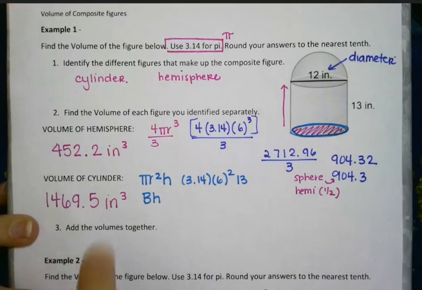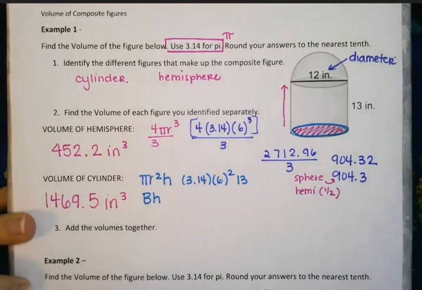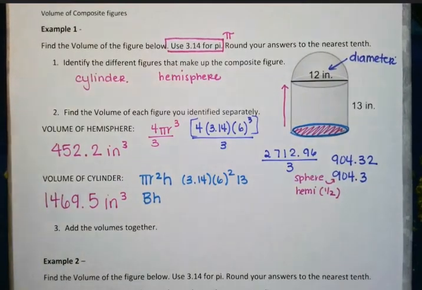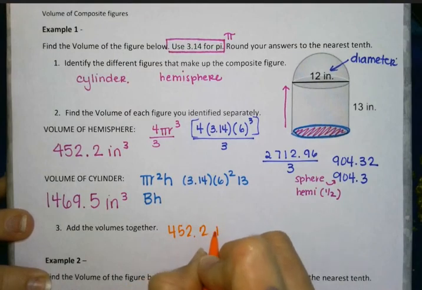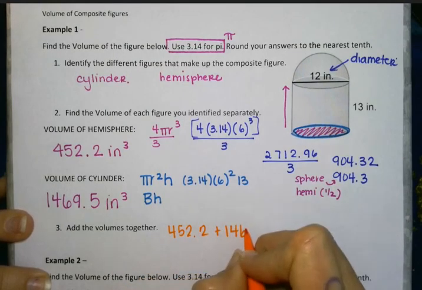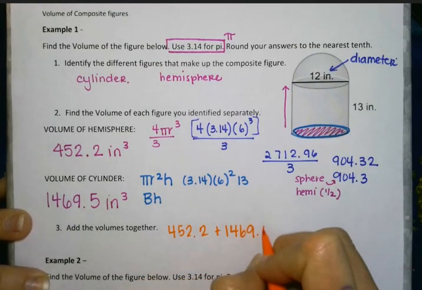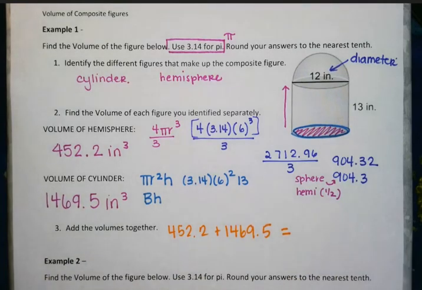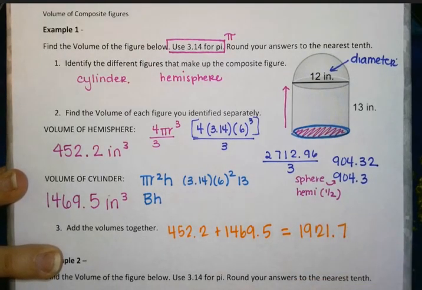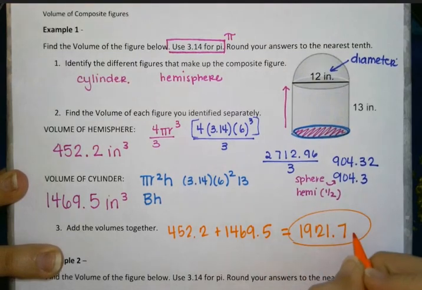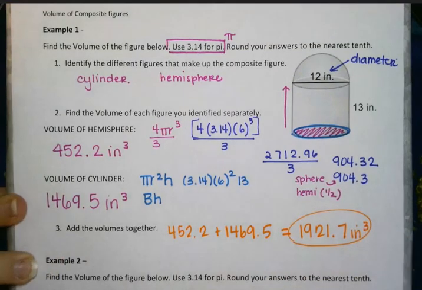Now we're going to add the two together, because that's the kicker. Both of these answers likely would be there if it was multiple choice. So we're going to do 452.2 plus 1,469.5, and that's the answer for the composite figure. That's going to give us 1,921.7. And again, that's going to be inches cubed. Hopefully that made some sense, guys. Reach out if you have any issues.